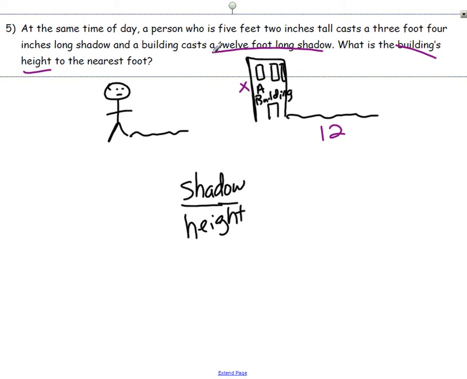And then we have this person who's 5 feet 2 inches. How can we write that as just feet, and not say 5.2? Take out 5 feet. This is 2 inches out of what? Out of 12. Because 2 inches is 2 parts out of 12. So it's 5 and 2/12.